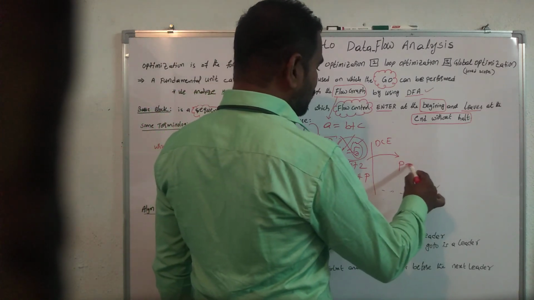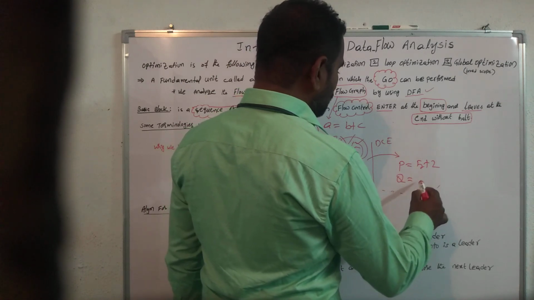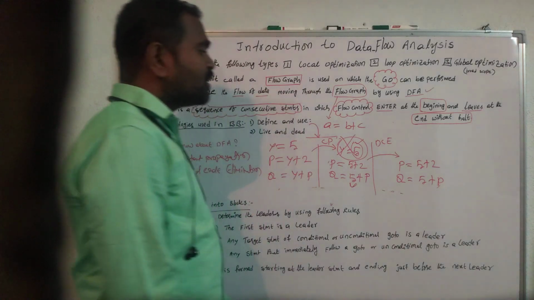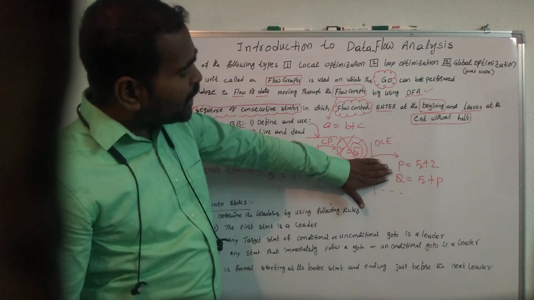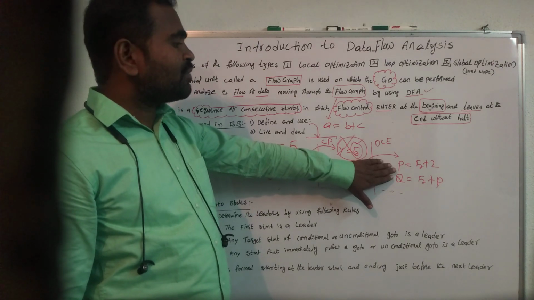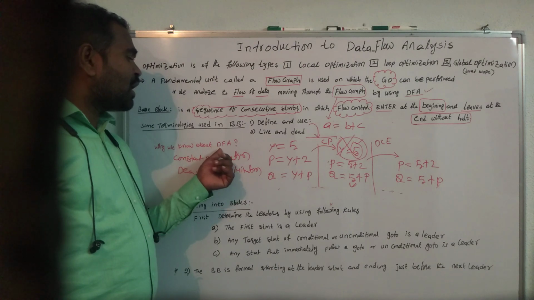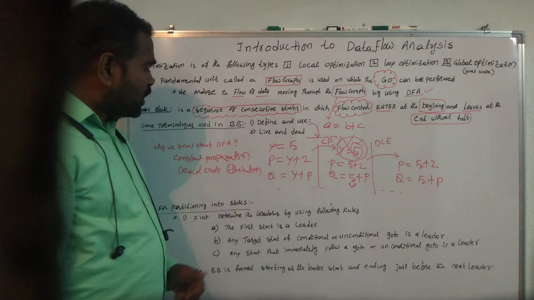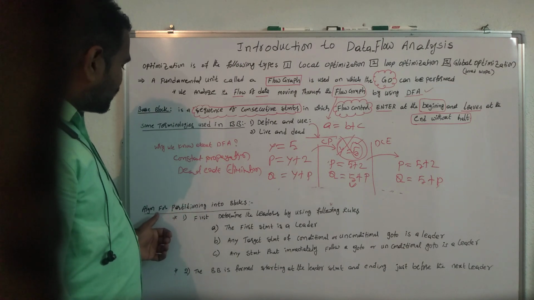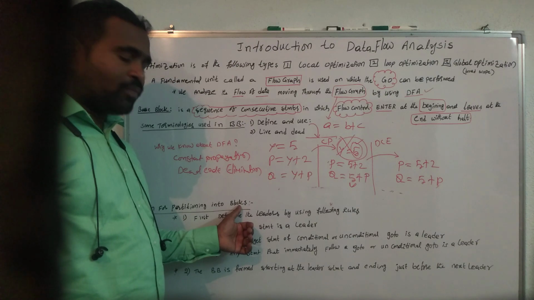Generally here p is equals to 5 plus t and q is equals to again 5 plus p. So that is why these kinds of statements improve the efficiency of our target program. That is why we learn about this particular data flow analysis. In this data flow analysis, the algorithm partitions the program into basic blocks.